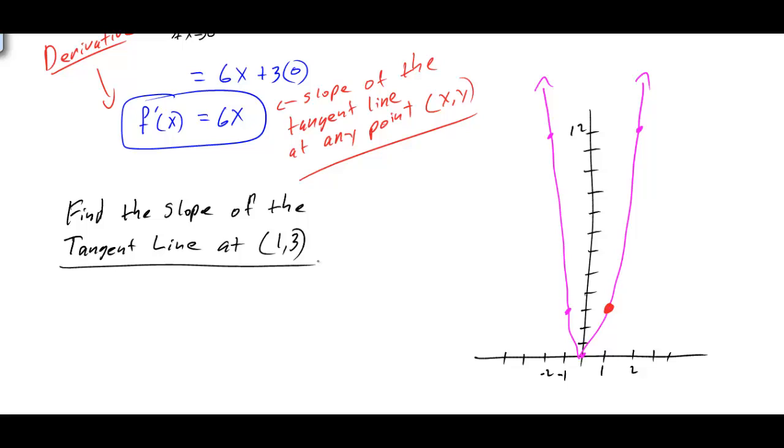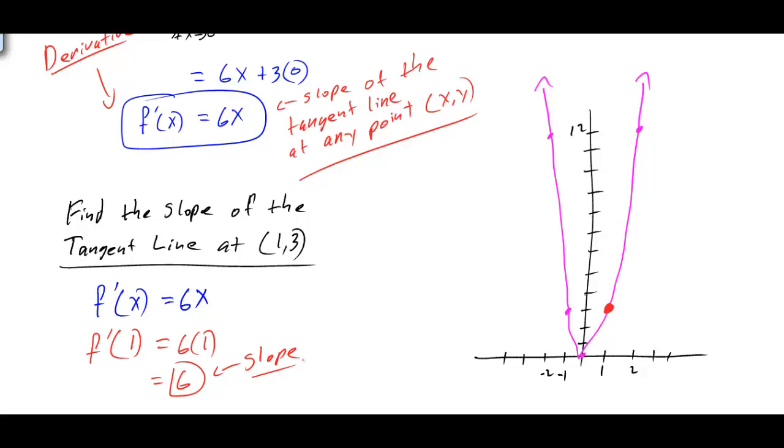Well, we're going to simply use our derivative that we found. So we're going to take f prime of x equals 6x, and all we have to do is evaluate the derivative at the point 1, 3, and all we really need to know is the x value. So if we evaluate the derivative at 1, we end up with 6. So that tells us this here is the slope or the instantaneous rate of change of our tangent line at this point.